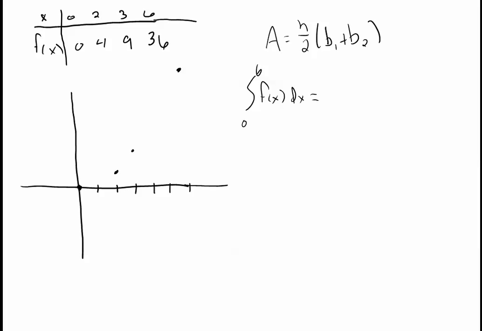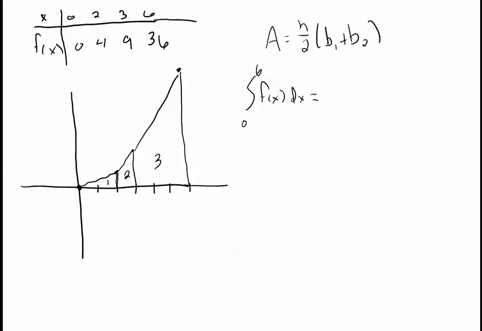In this case, there will be 3 trapezoids. One of them goes here and really is a triangle. The second one is here, and the third one is here. So I have 3 trapezoids. I'm going to find their area and add them up.